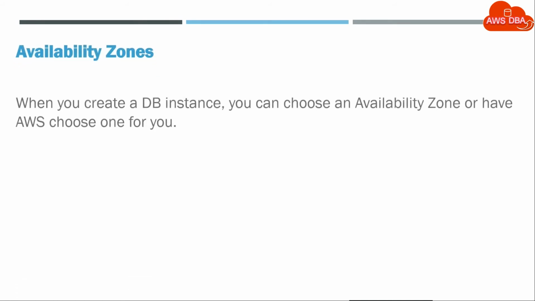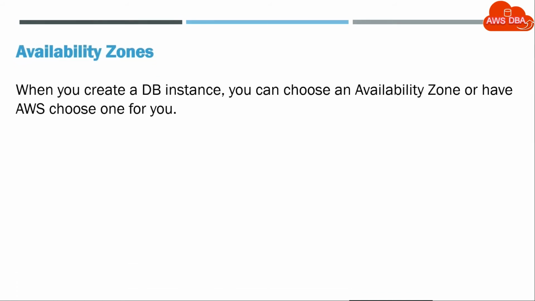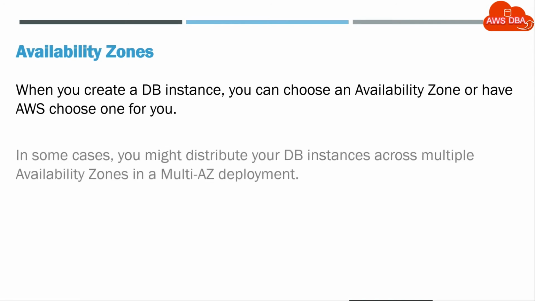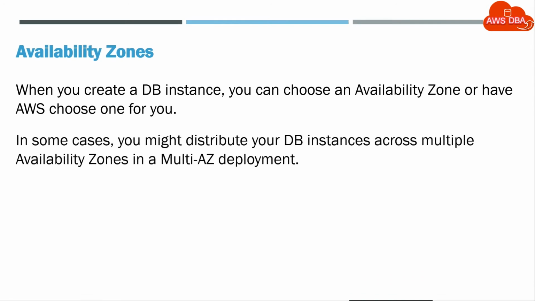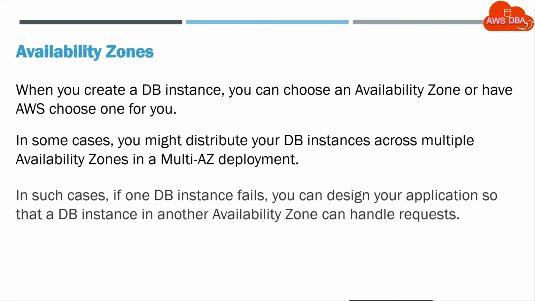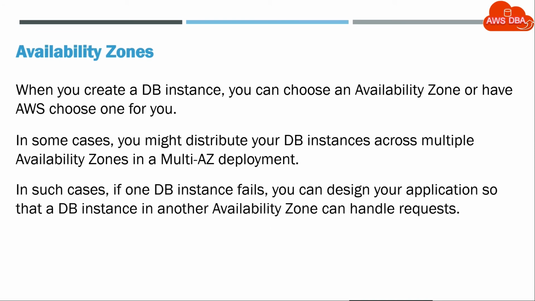Availability zones. When you create a DB instance, you can choose an availability zone, or have AWS choose one for you. In some cases, you might distribute your DB instances across multiple availability zones in a multi-AZ deployment. In such cases, if one DB instance fails, you can design your application so that a DB instance in another availability zone can handle requests.